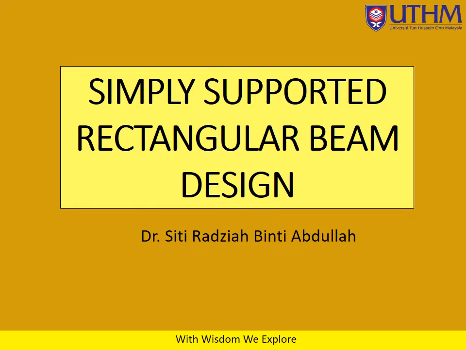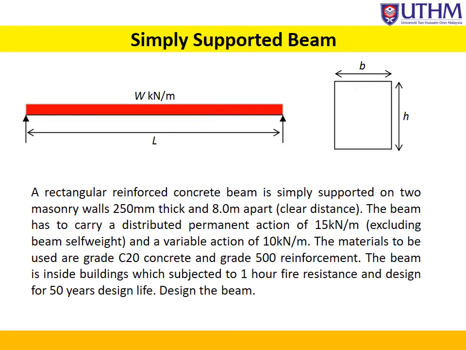In this video, I will show you how to design a simply supported rectangular beam. A rectangular reinforced concrete beam is simply supported by two masonry walls with thickness of 250 mm and 8 meters apart. So this is the clear distance between supports.